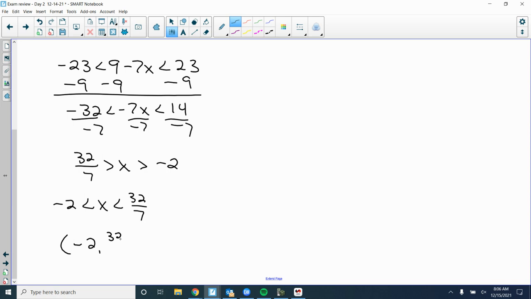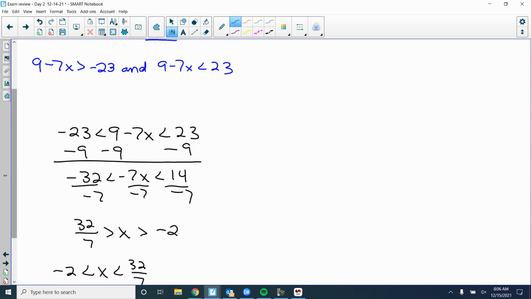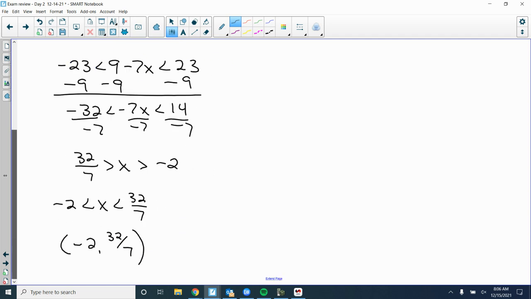-2 to 32 over 7. You can do it, and I always like to do it in one shot for less than. You can do it in two there. Solve them separately, you'll get an AND. You've got to merge those together. So when you've got an absolute value inequality, it's going to morph into a compound inequality. All right, over on the other side. Good there?